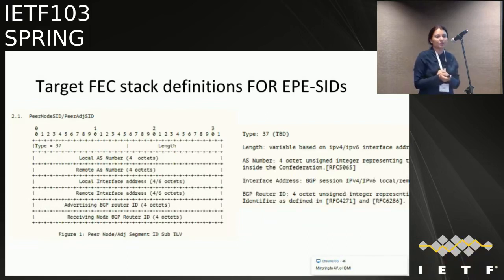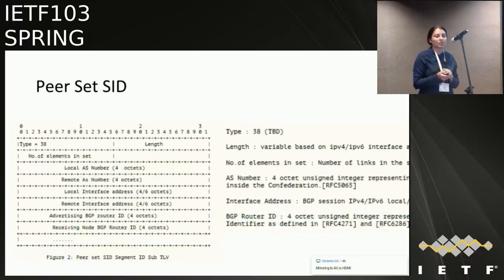So we have these peer set SIDs. A peer set is represented by a set of links. So the FEC stack definition has a set of links, represented using the same block, where you have all the link representations using the local AS number, remote AS number, and interface addresses, as well as router IDs.